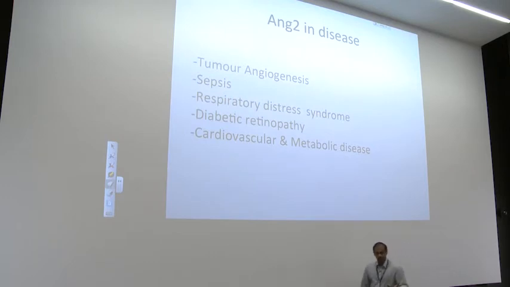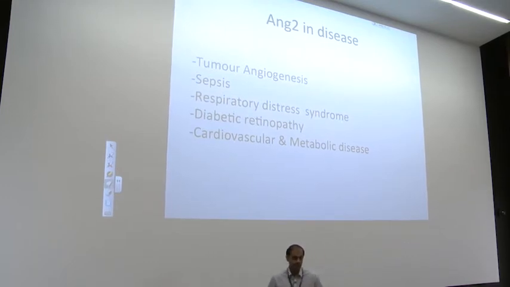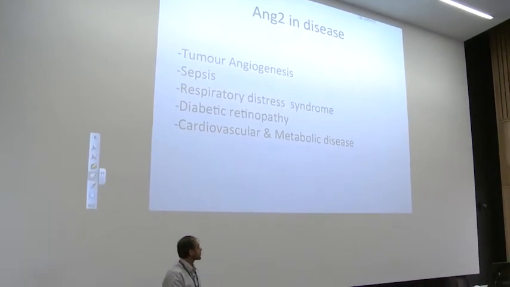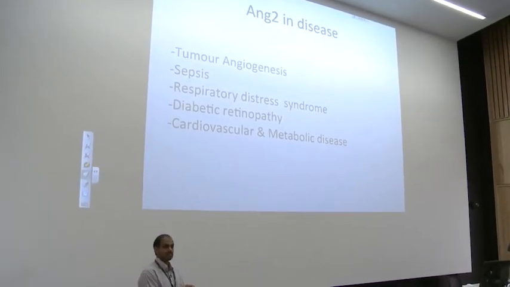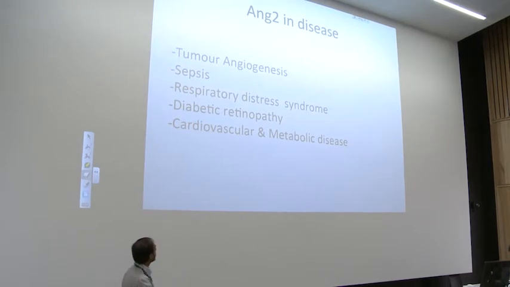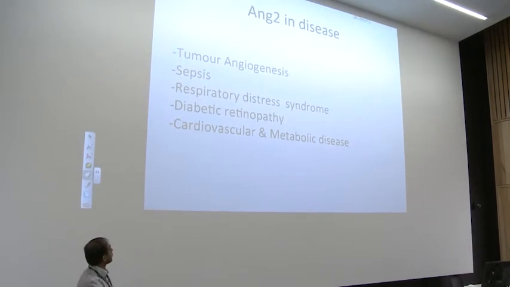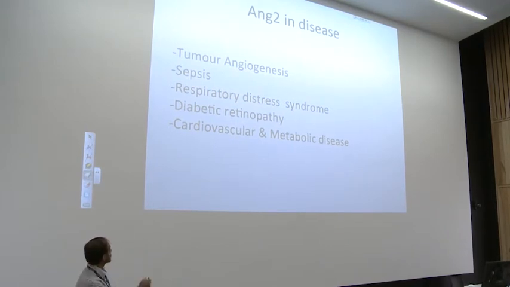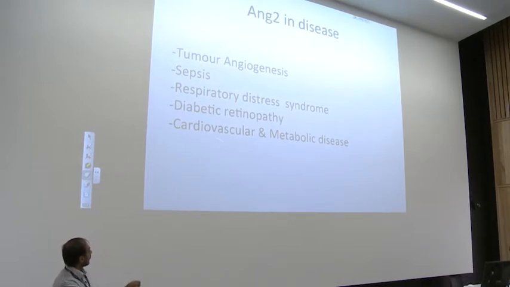So I told you about that. What relevance does this have then? So I've told you about angiopoietin-2, whose other isoform acts as an antagonist. And if you look at the list of diseases where this particular molecule is elevated, you've got tumor angiogenesis, sepsis, respiratory distress syndrome, diabetic retinopathy, and especially cardiovascular metabolic disease.